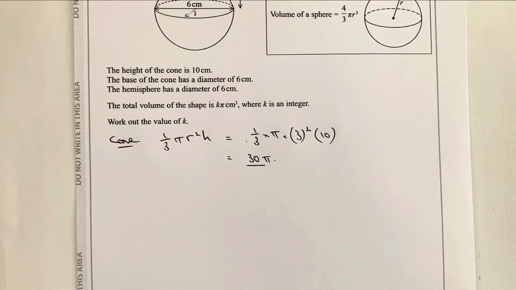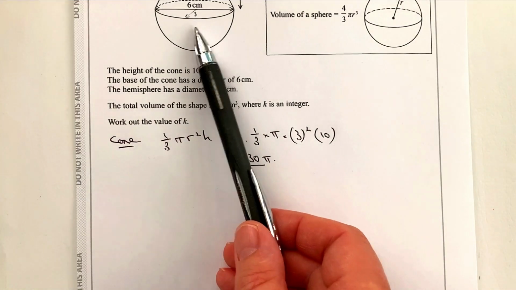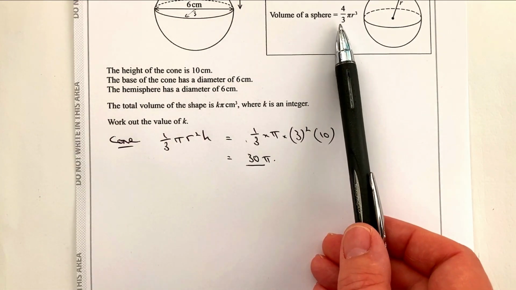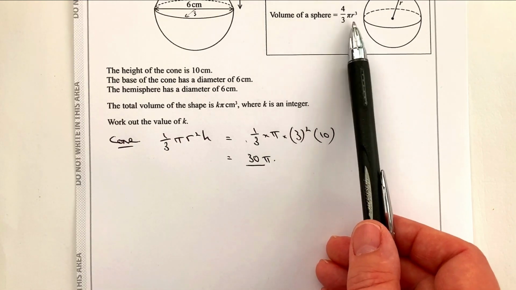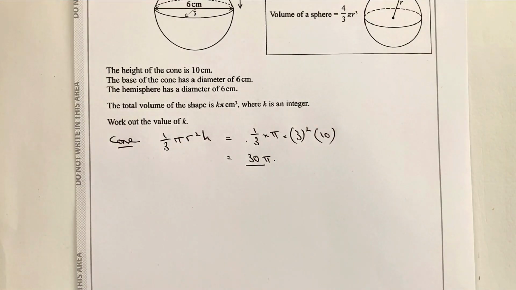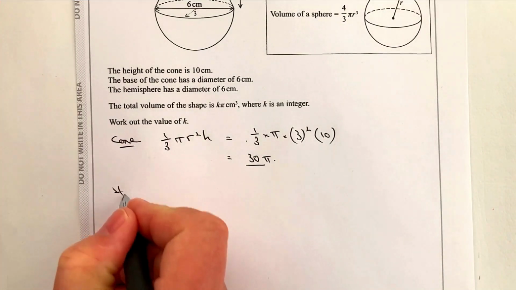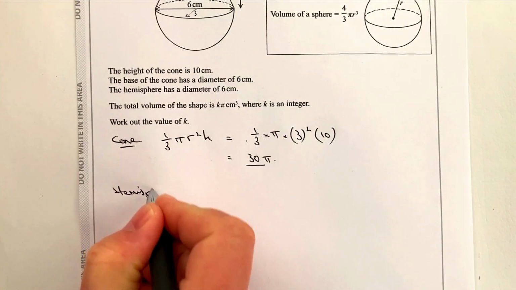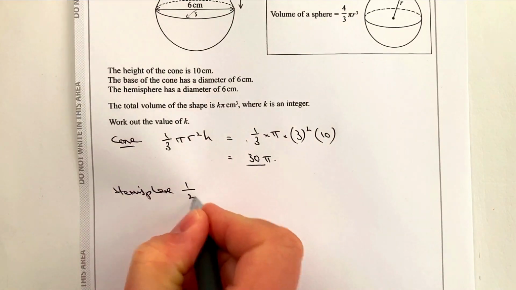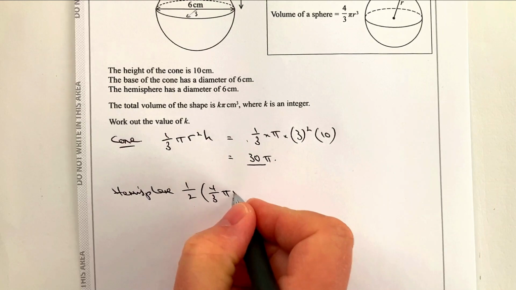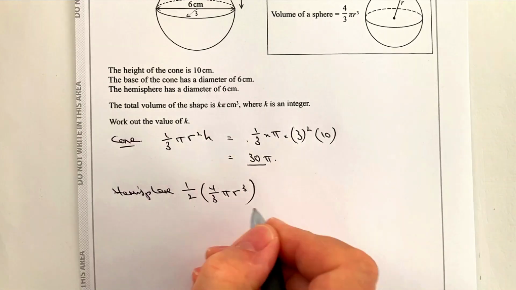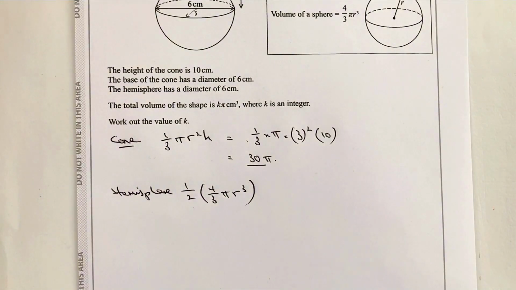So let's have a look now at the volume of the hemisphere, which is this one at the bottom here. Now remember that it's a hemisphere, it's half of this. So what we've got to do is use this formula, but we multiply it by a half. So the hemisphere is going to be a half multiplied by 4 over 3 pi r cubed. And you'll notice I've used brackets on there just to differentiate it a little bit.